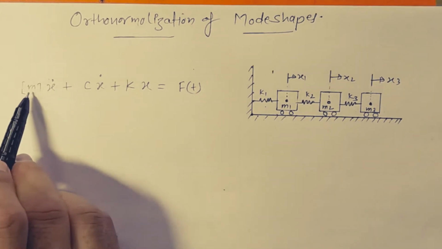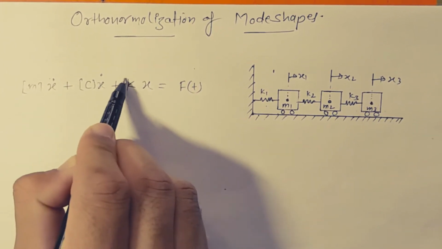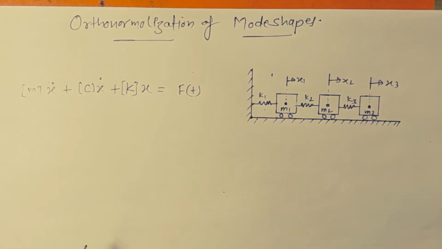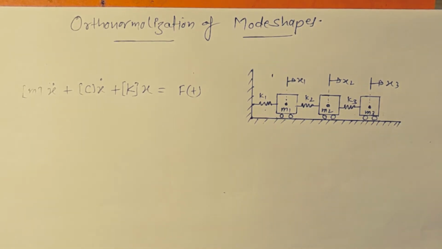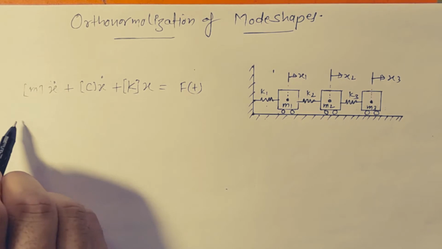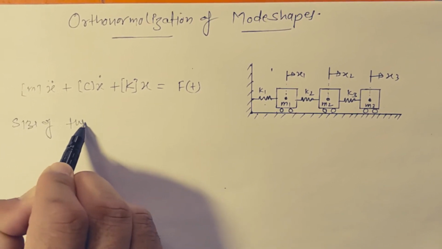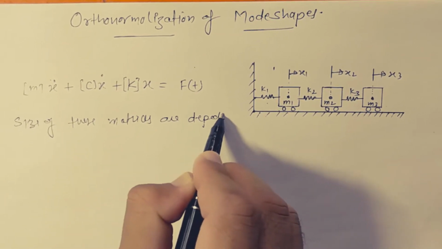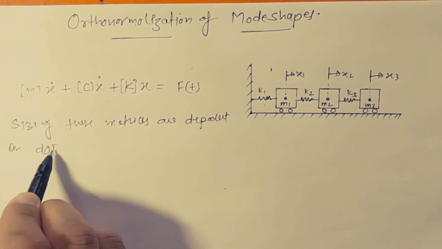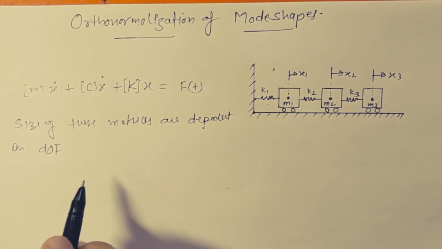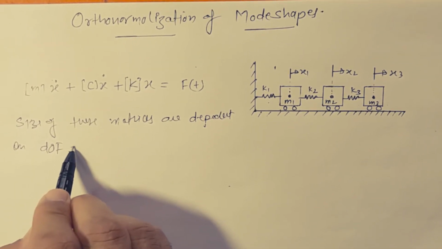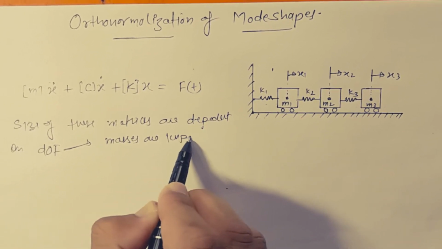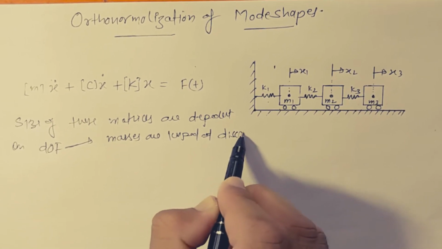So here, this is the mass matrix, this is the damping matrix, this is the stiffness matrix, and the size of these matrices is dependent on the degrees of freedom of the system, where the masses are lumped at discrete points.